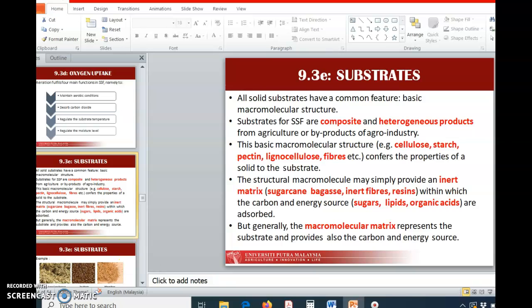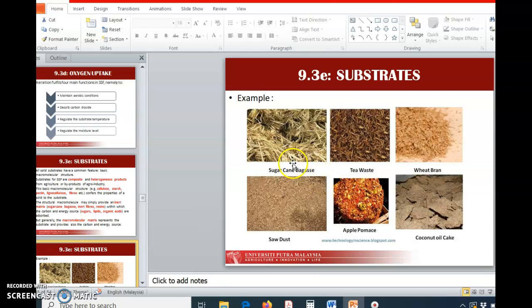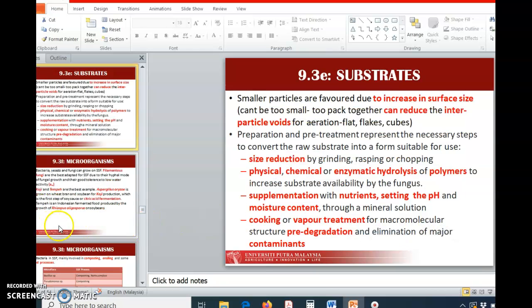Okay, so next one. This is an example. For example, sugarcane bagasse, tea waste, wheat bran, sawdust, apple pomace, and coconut cake. Smaller particles are favored due to the increase in surface area, but they can be too small.